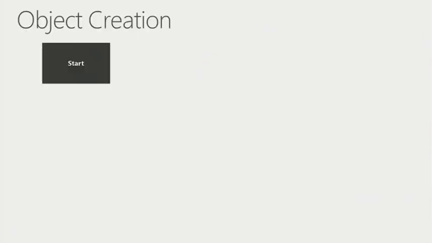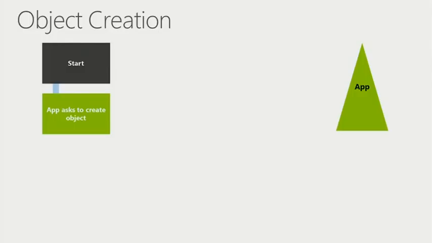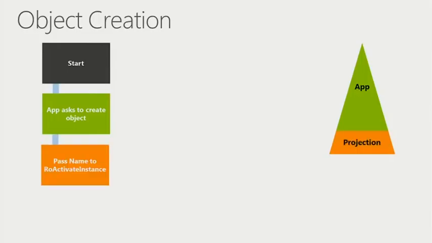So let's walk through the sequence of creating an object. Really, the app doesn't need to know anything more than this is the type, I want to create a new file picker. But what happens behind the scenes? How does it actually do that? Well, first of all, the app asks to create an object, which is in the green zone here, which is the application code. And the app talks to the projections. The projection is the language-specific exposure of Windows Runtime.